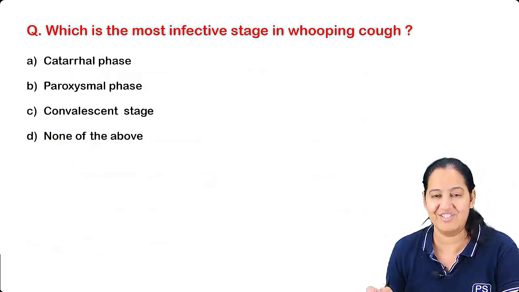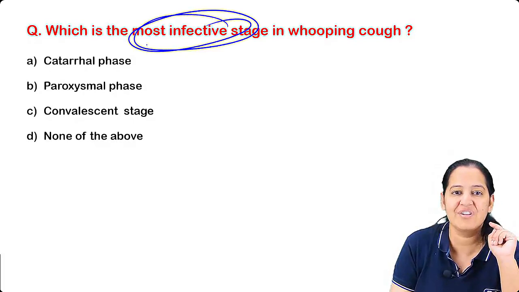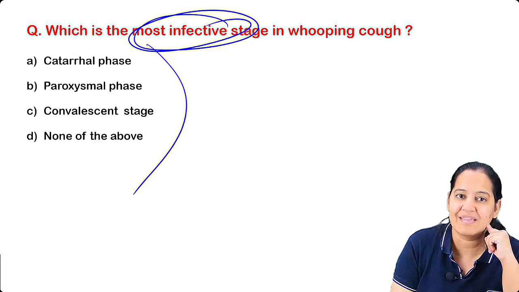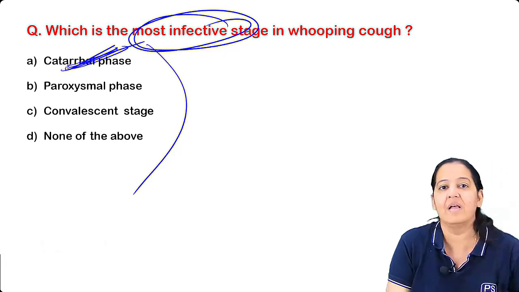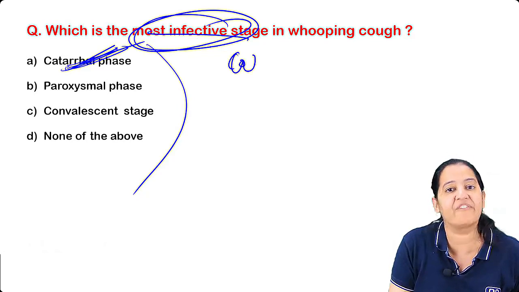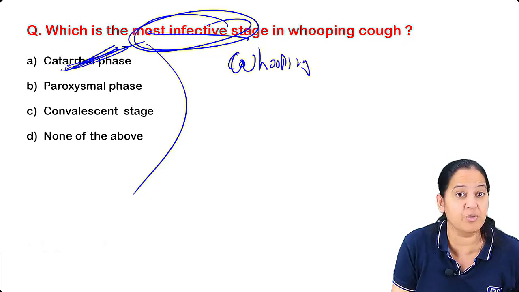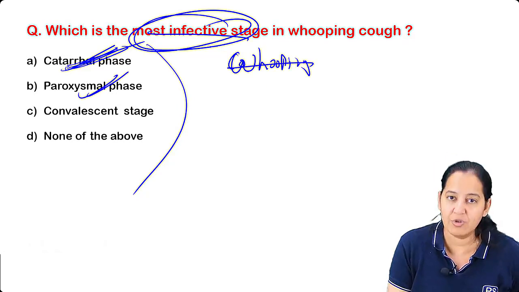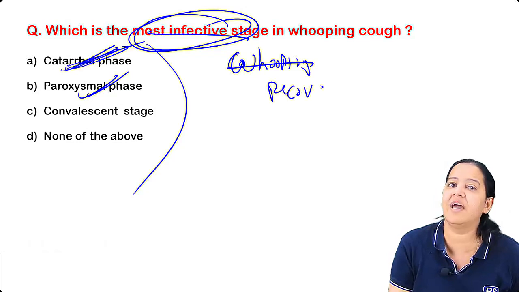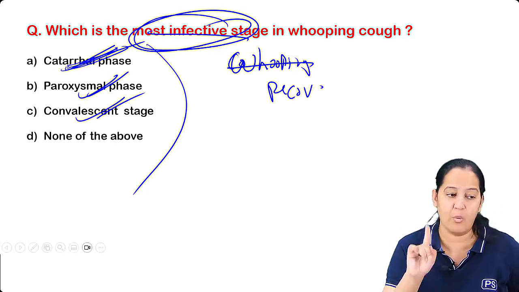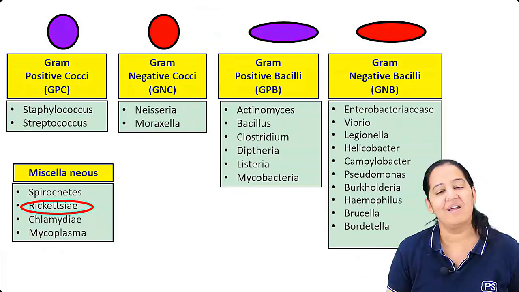We are done. Tell me the most infective stage of the three. Catarrhal. Most infective is catarrhal. If I change it, in which stage does whooping cough occur? It's paroxysmal. And in which phase does recovery occur? Convalescent. So you have to learn one highlight for each of the three phases. We are done.